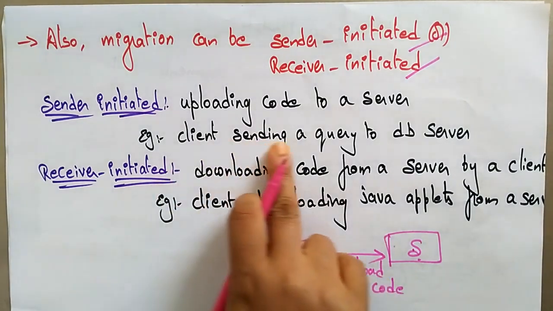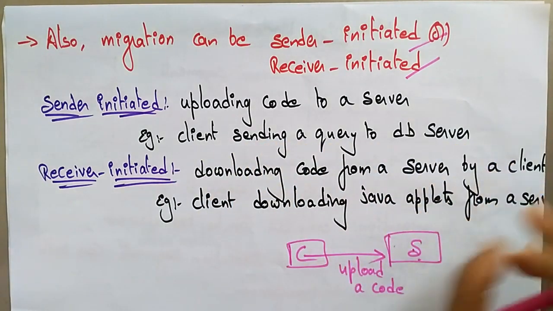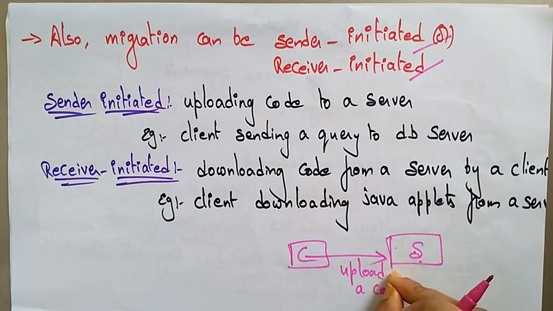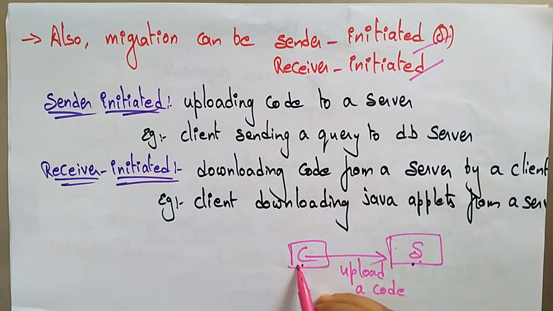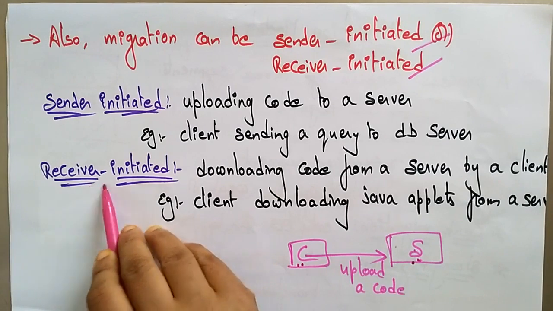An example is a client sending a query to a database server. It is just asking a query. I want to get some data, or I want to upload or retrieve some information. The sender is going to initiate with the receiver. Here the sender is the client and the server is the receiver. Now let's see another migration, the receiver initiated.